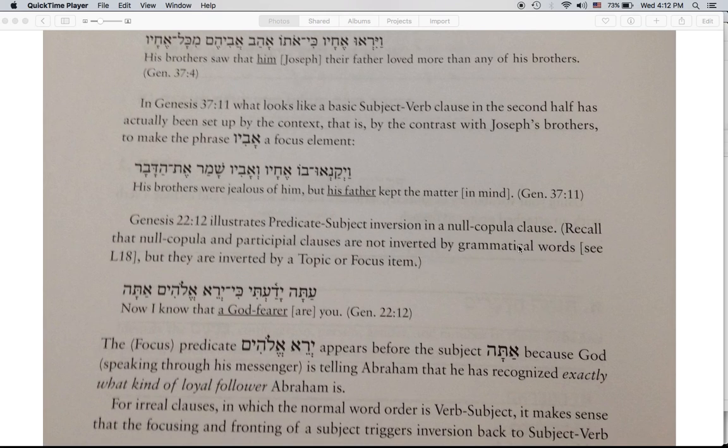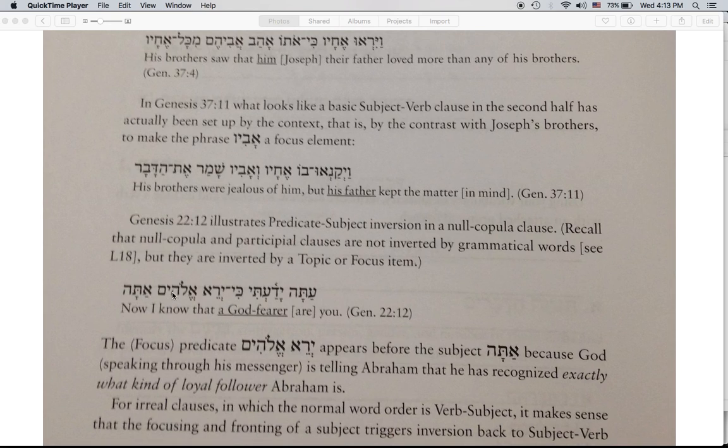See lesson 18. That is to say, these particular types of clauses will not have verb subject word order when a grammatical word begins the clause, but they can have verb subject word order when a topic or focus has been fronted. So Genesis 22 verse 12, Ata yadati ki yarei Elohim ata. Now I know that a fearer of God are you.